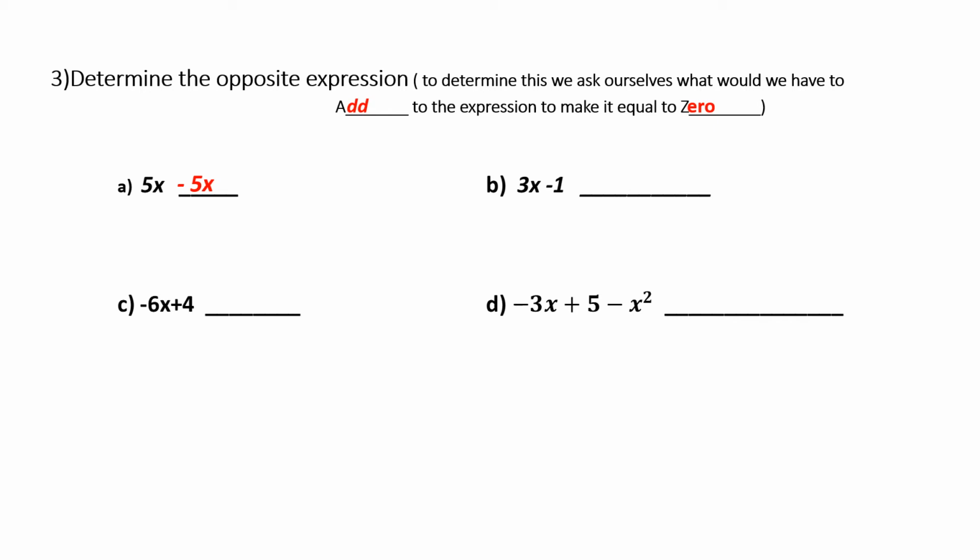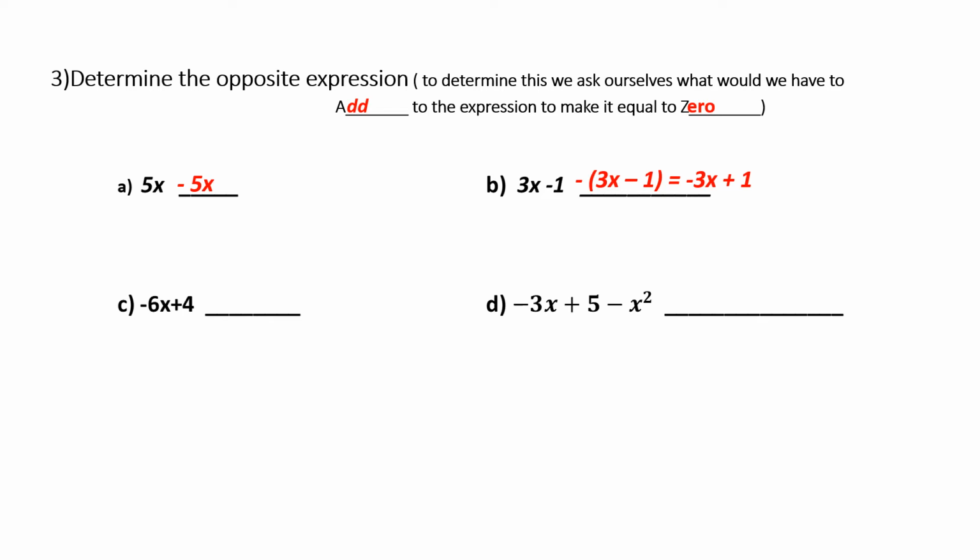I'm going to do the same thing for b, 3x minus 1. Well, I'm going to change the sign, or multiply everything in the polynomial by negative 1. 3x becomes negative 3x. Negative 1 becomes positive 1. Stop this video now and try C and D, and I'll do them in a minute.